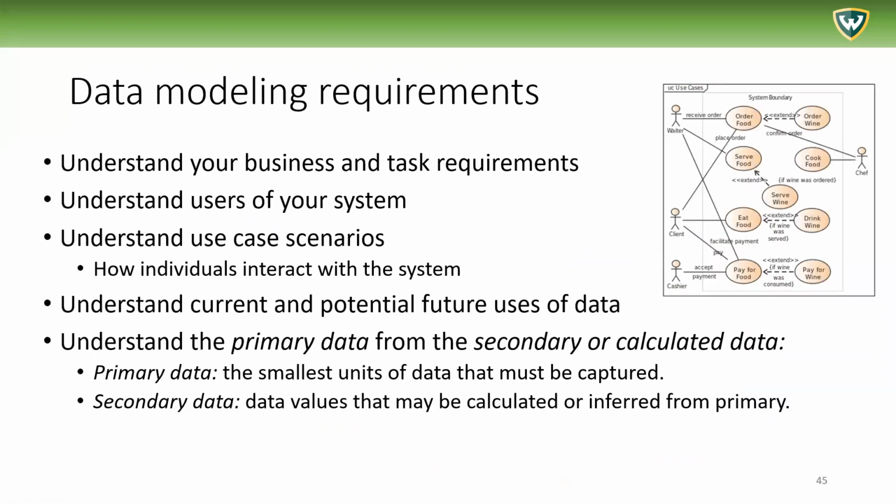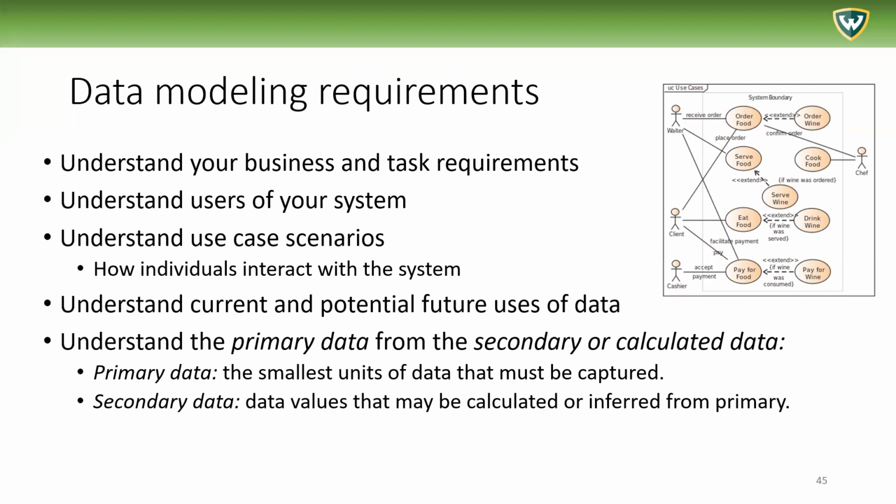you need to understand your business, you need to understand your organization, you need to understand the task requirements. You need to understand the users of the system: who are the users, what kind of users are there. You need to understand the use case scenarios, so how individuals interact with the system, what they do, on which occasions they interact, and for which purposes. You need to understand the current and potential future uses of data. So how are people going to use data today? How are people going to use data tomorrow, and so on?